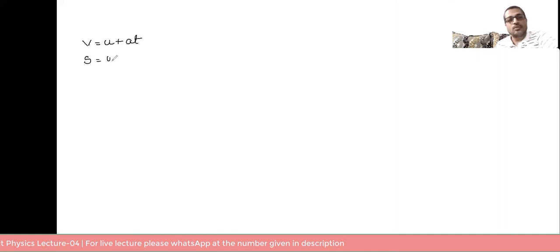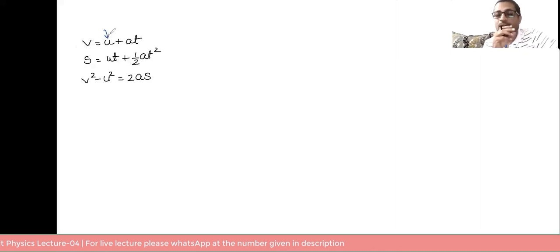S is equal to UT plus half AT square, and V square minus U square is equal to 2AS. Are you familiar with these equations? Yes, sir. Can you tell me what is U here? Initial velocity. Initial. What does initial mean? Beginning of the movement.